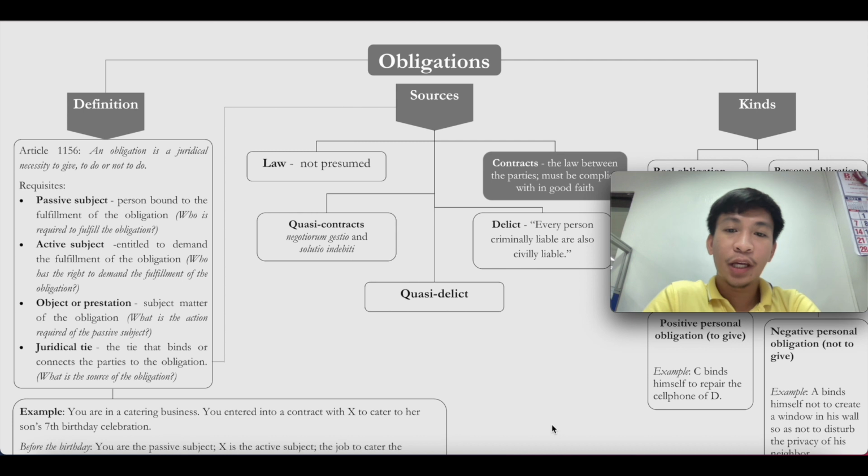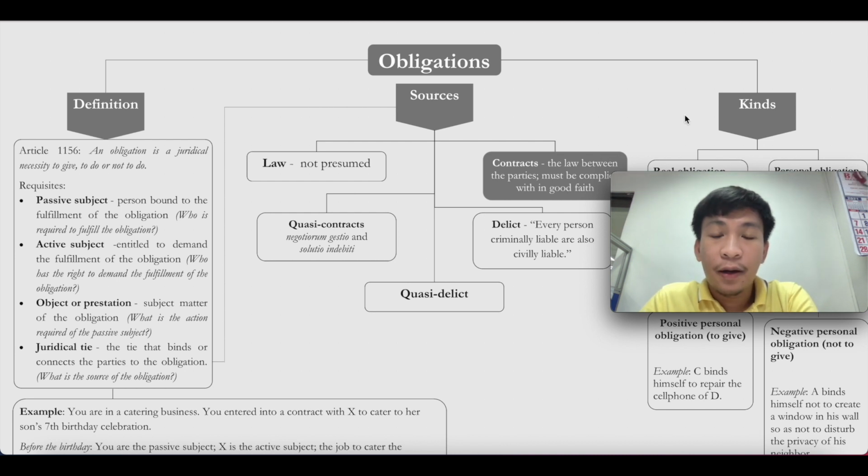The second source of obligation that we will be discussing are contracts. Now again, our subject matter is obligations and contracts. So if you can see, the subject matters that will be covered by this subject is from the more general term obligation to the more specific contracts. So in contracts, or rather, these contracts are the law between the parties, and they must be complied with in good faith.